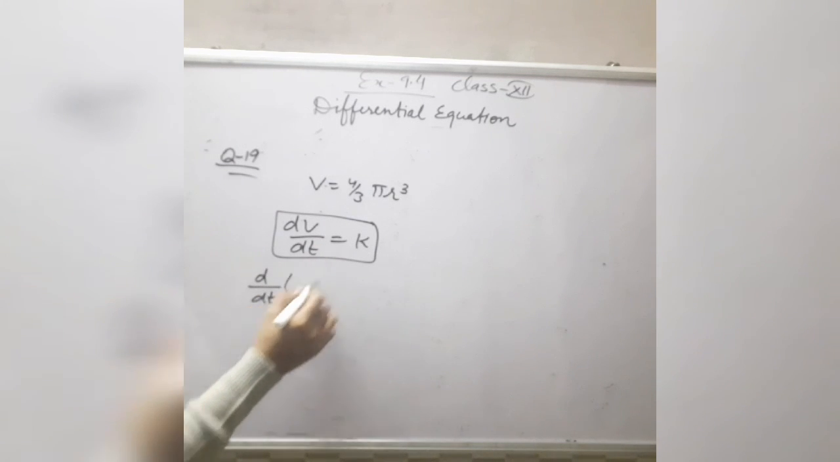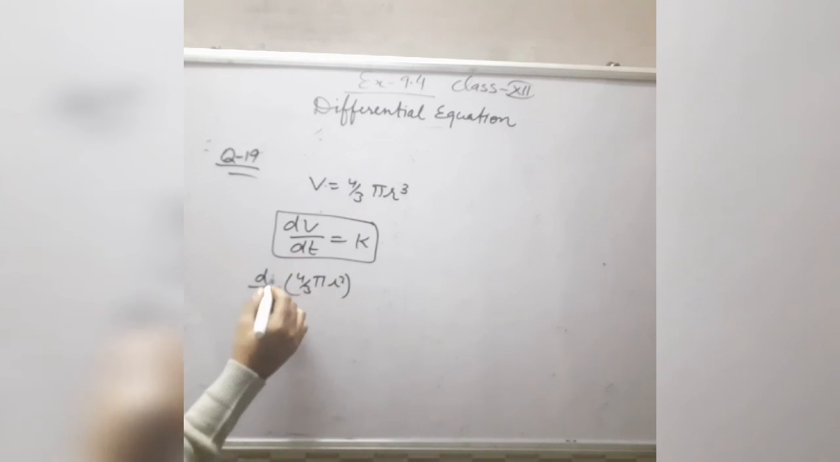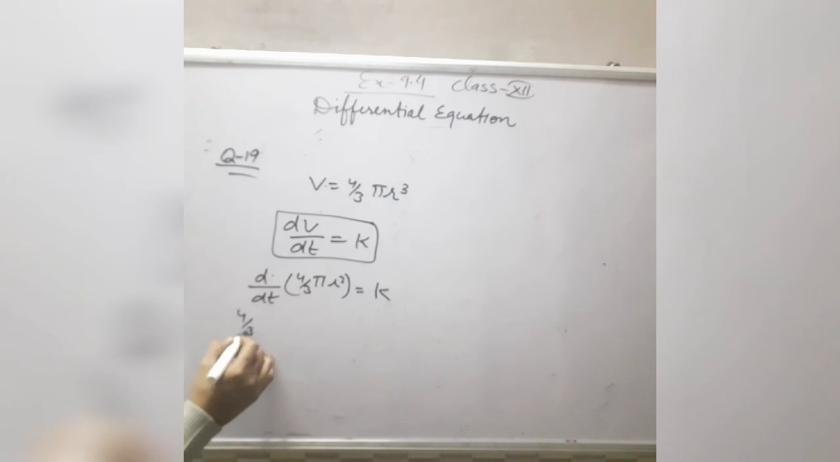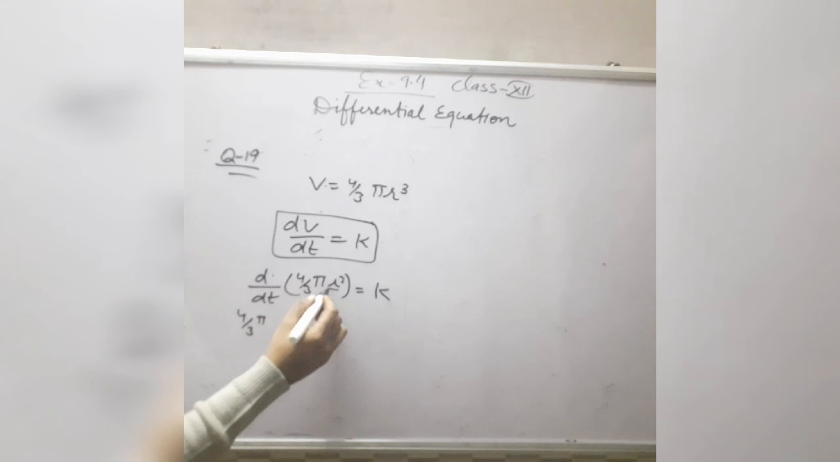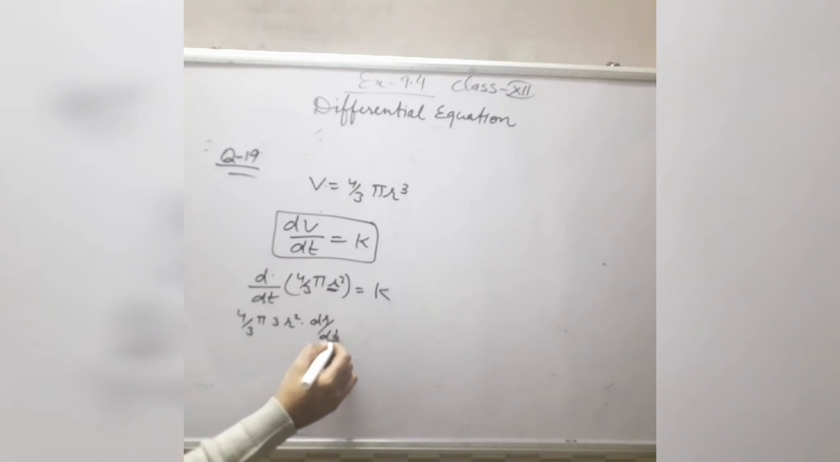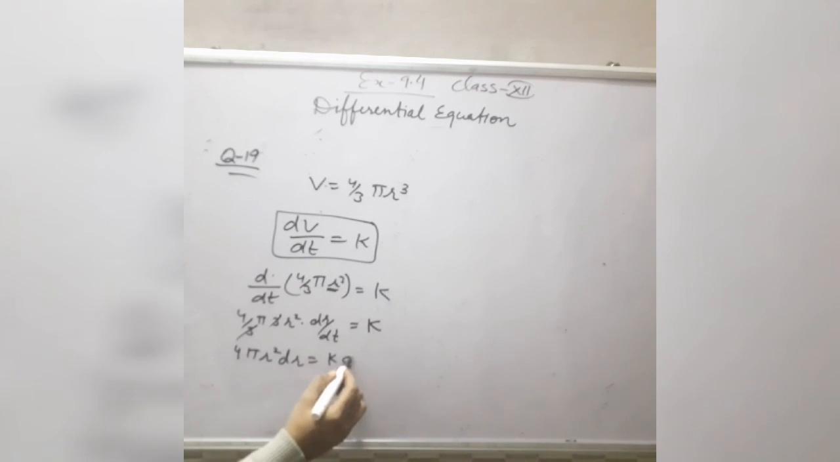Now what is the value of V? V is 4 by 3 pi r cube. So here put the value of V. It becomes 4 by 3 pi r cube, and take its derivative with respect to t. Now differentiating on both sides: 4 by 3 pi, derivative of r cube with respect to t, this is 3r square into dr by dt. Clear? And here this is equal to k. Now this 3 is cancelled with 3, it becomes 4 pi r square dr equals k dt.